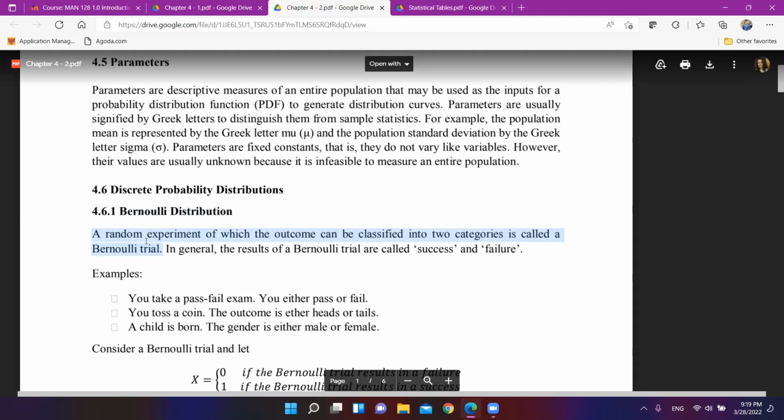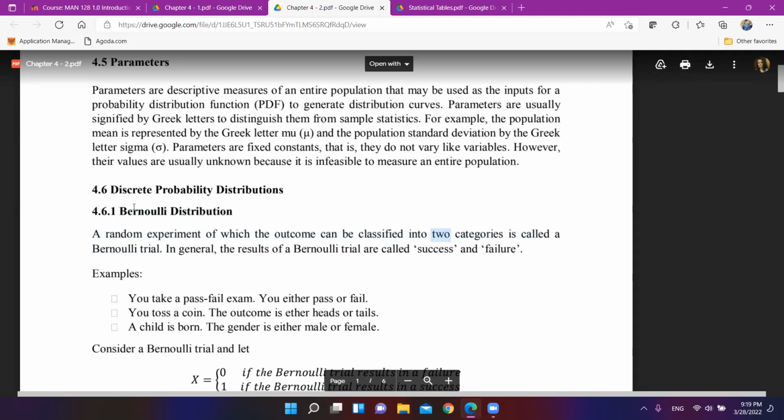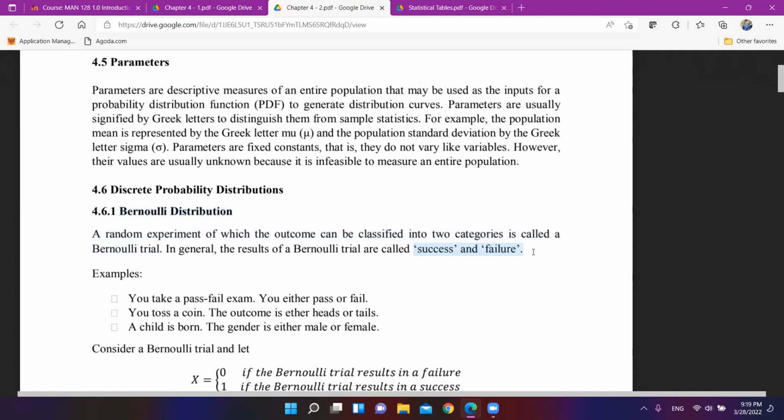So if the particular trial can be classified into two categories only, not more than two, right? Head and tail. ඒ වගේ, right? ඊට වඩා නෑ. Male, female. මොන හරි දෙකයි නම්, right? In general, you can approximate the Bernoulli distribution. In general, the results of a Bernoulli trial are called success and failure. මේව තමයි දීලා තියෙන statistical names.